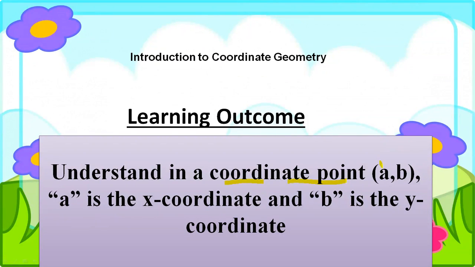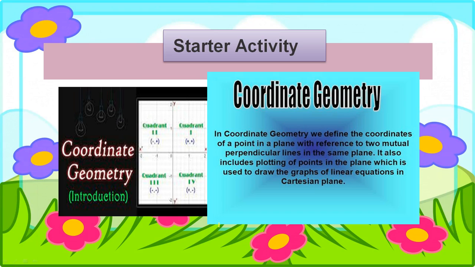If I am taking two numbers A and B, how can we find out which one is the x coordinate and which one is the y coordinate? We always have two coordinates. Remember the rule. In coordinate geometry, we define the coordinates.